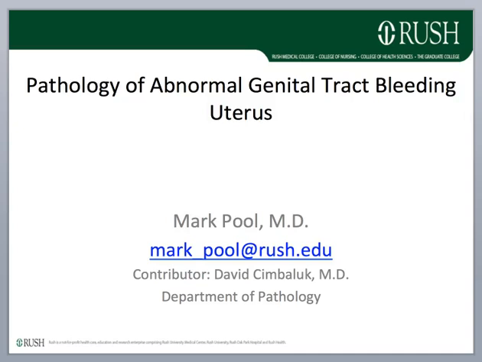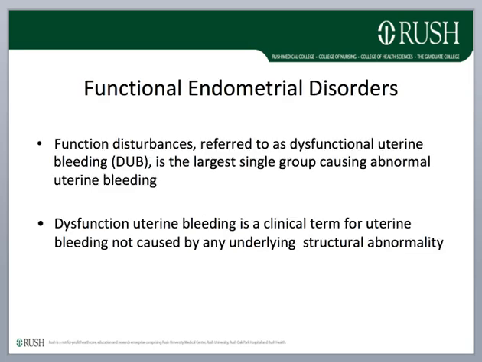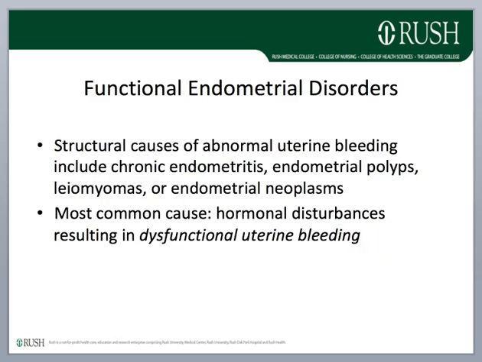This presentation is the pathology of abnormal uterine bleeding as it pertains to the uterus. Dysfunctional uterine bleeding is a clinical term for uterine bleeding that lacks an underlying organic, that is, structural abnormality. Although well-defined pathologic lesions can obviously cause abnormal uterine bleeding, such as chronic endometritis, endometrial polyps, submucosal leiomyomas, or endometrial neoplasms, the most common cause is from hormonal disturbances.